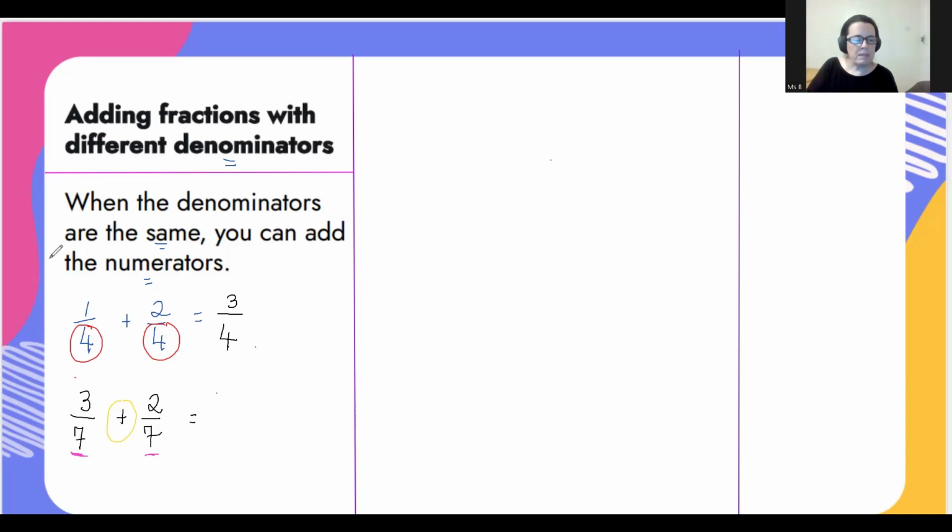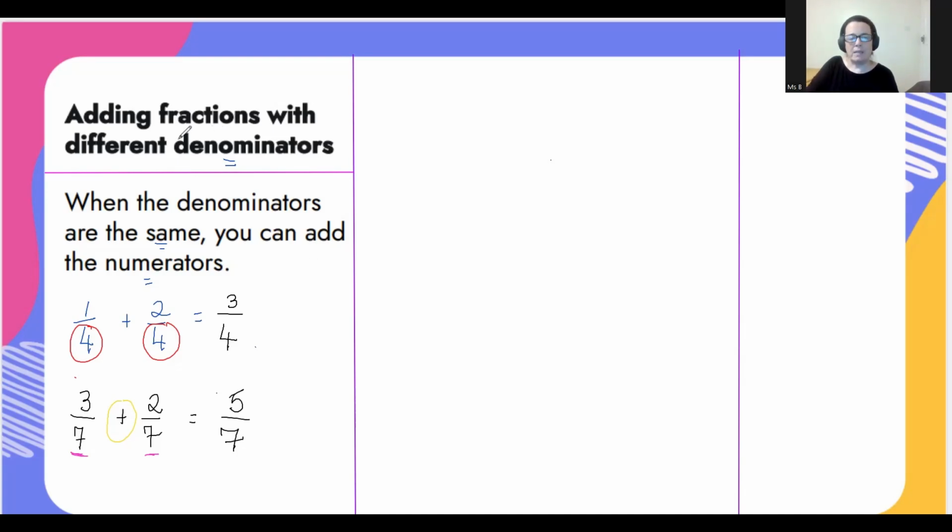So that means then, because they are the same, I can add my numerators. 3 plus 2 is 5. I do not add or subtract my denominators. My denominator is 7, so I write down my denominator as 7 here.